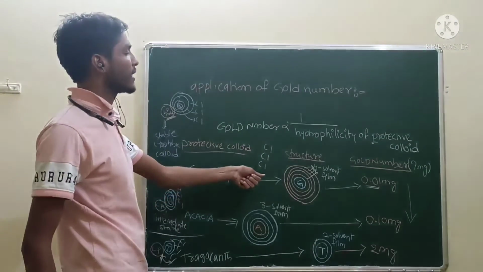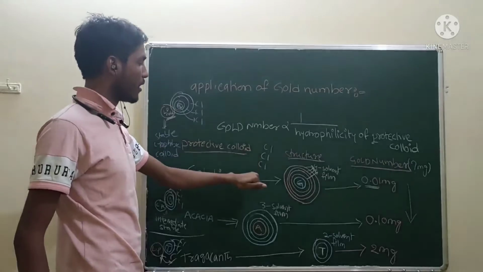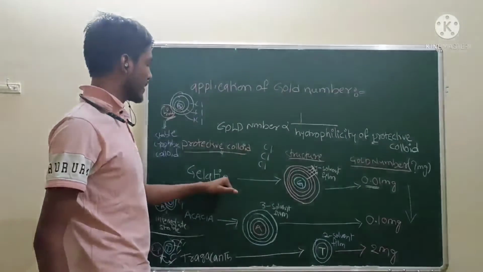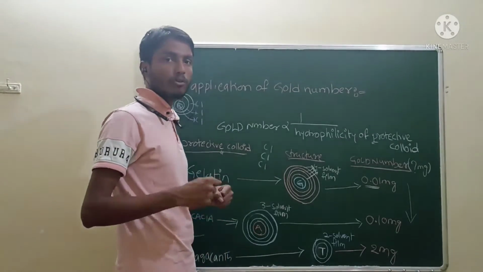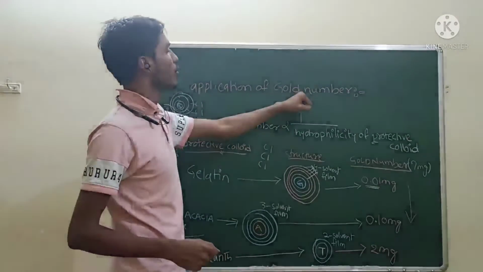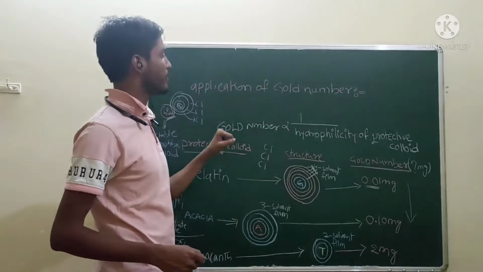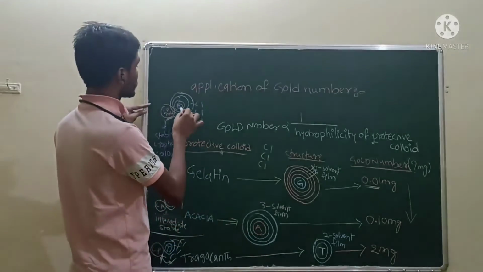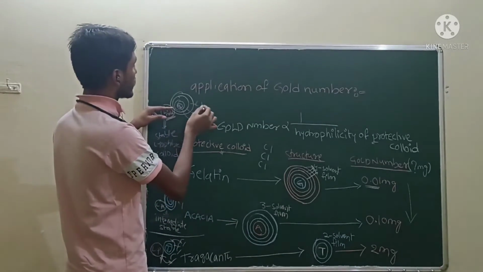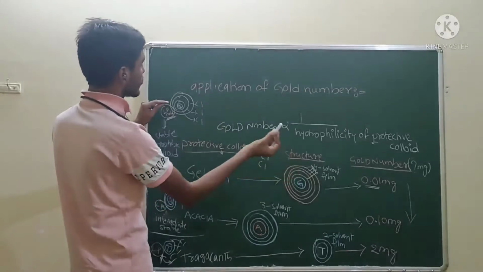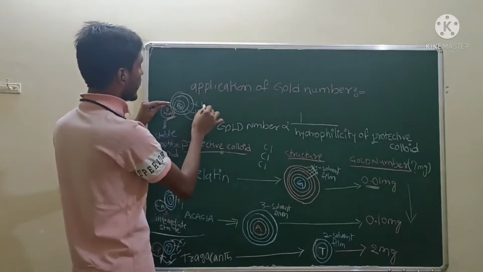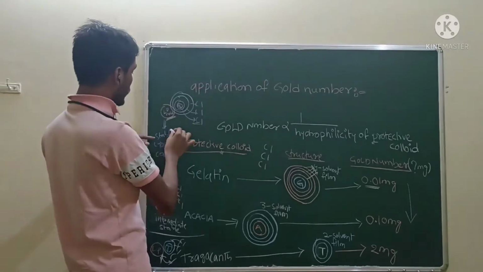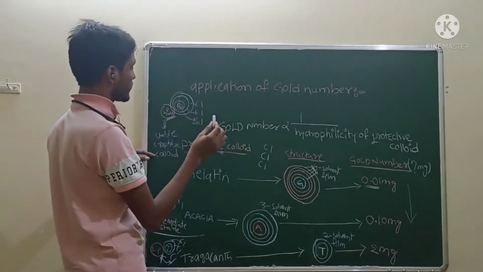Among different protective colloids, which is having the highest protective action, we conclude from the gold number of that particular compound. If gold number is less, that is having more protective action. Gelatin is surrounded by four layers. When I add three chlorides, then three chlorides are removed from this. Then a stable lyophobic colloid is formed.